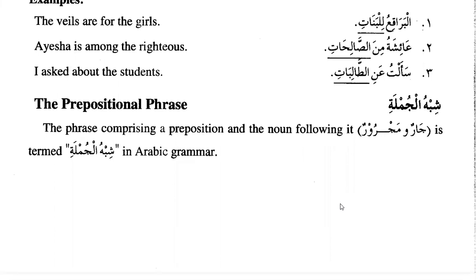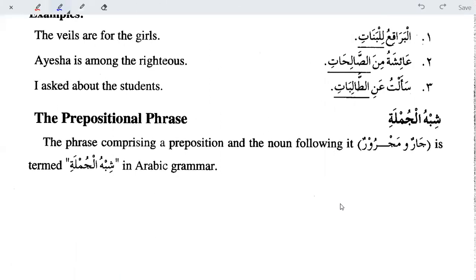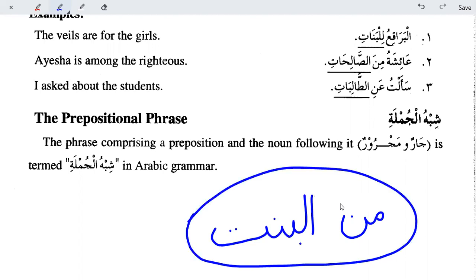So what is shibul jumla? Tell me. Explain to me in your own words and give me some example. When you see a noun with the harfe jar, then it is called shibul jumla. For example, when we see a noun with preposition, huruf jar, then it is called shibul jumla. Okay, so this whole phrase minnal binti, from the girl, is called shibul jumla.